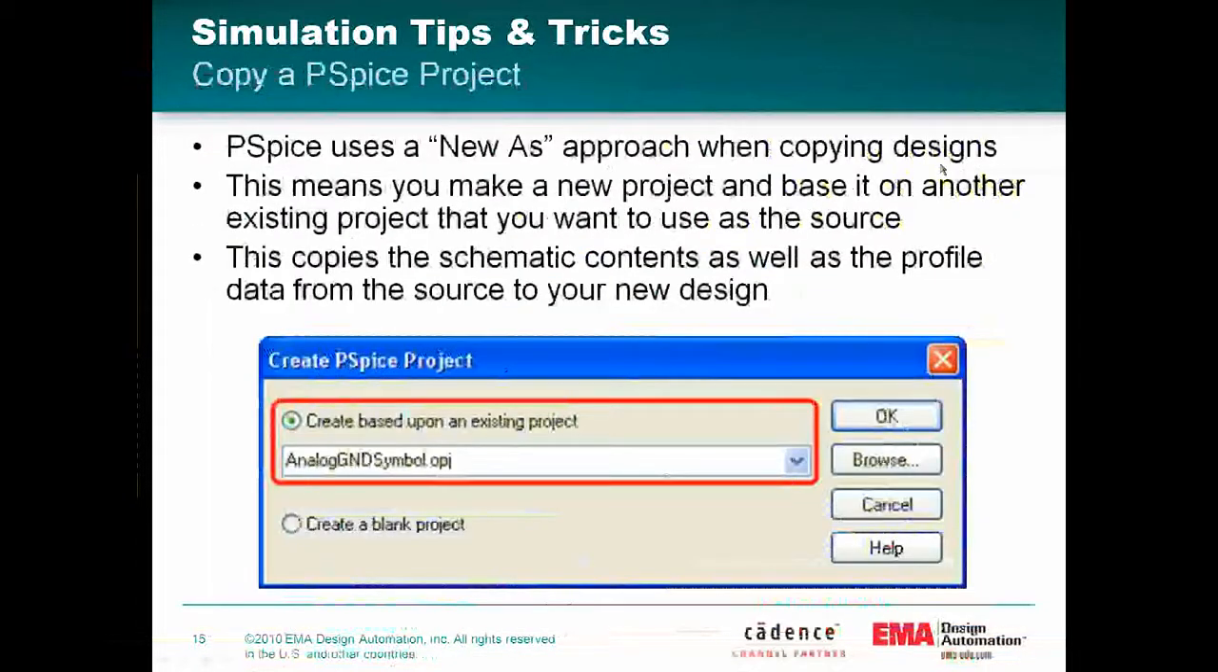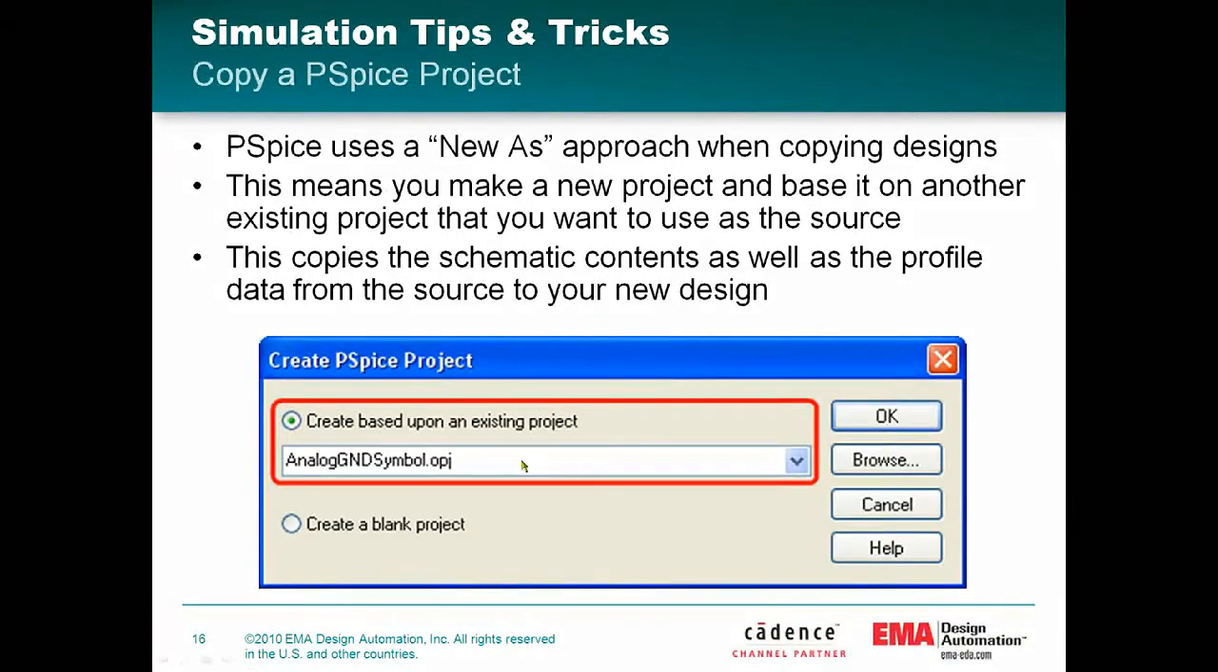Okay, another thing that's handy to know is that there's not necessarily what you are used to in terms of saving a project under a different name. If you want to copy your project somewhere and make edits to it and still retain a golden copy, you can do this typically through a New As approach. Basically, you start a new project and base it on an existing project.